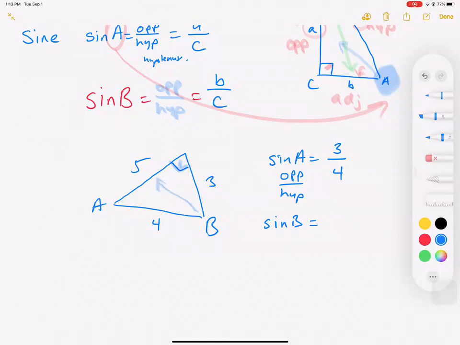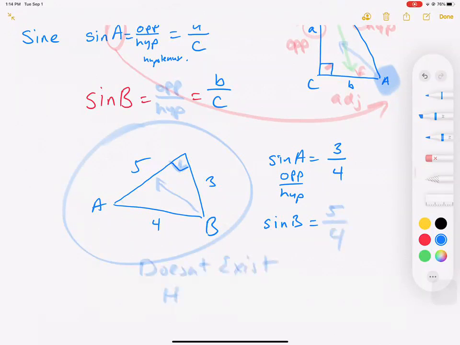So, opposite of B is 5. Oh my gosh, I even have the triangle wrong. The hypotenuse always has to be the biggest side. Let's just take the numbers as they are. It's 5 over hypotenuse is 4. This triangle doesn't exist, because the hypotenuse is too small.